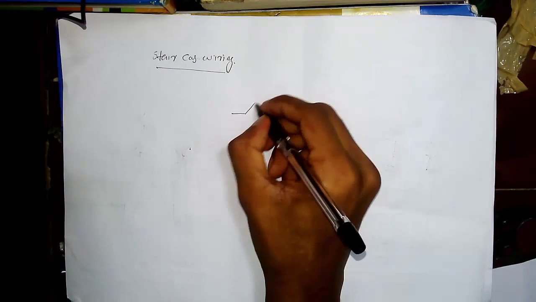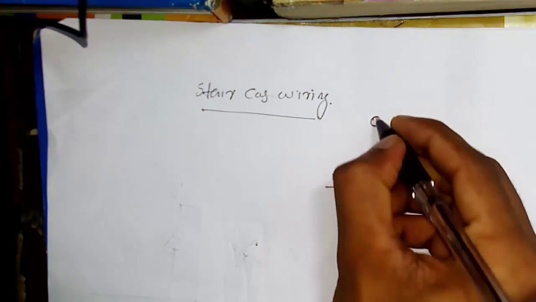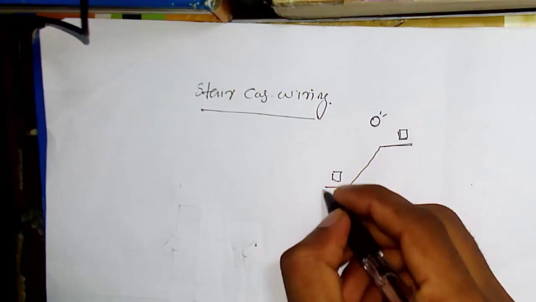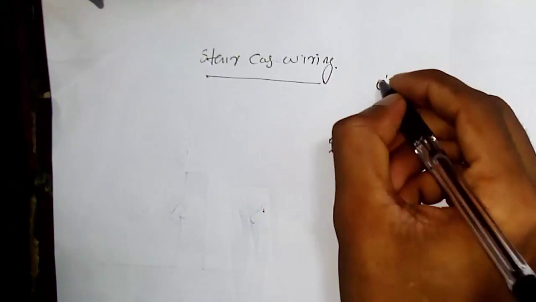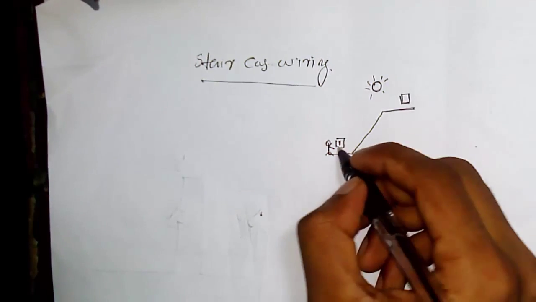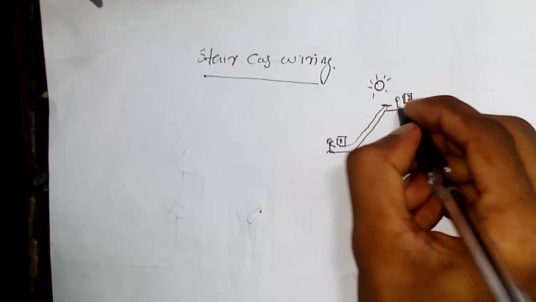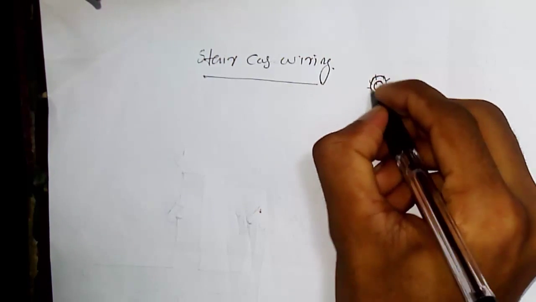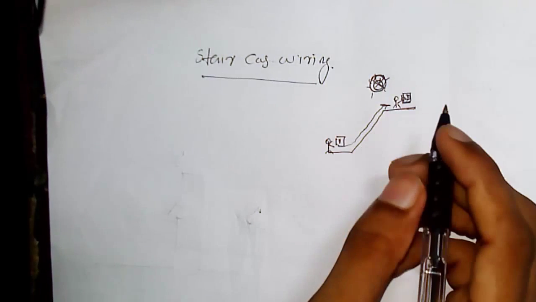Okay, suppose this is a staircase. We have a switch here, a lamp here, and another switch again here. Now we are down here, and we switch on the lamp, and we go through this, and from here we have another switch. Here we again press this switch to turn off this bulb. Okay, this is the application of the staircase wiring.